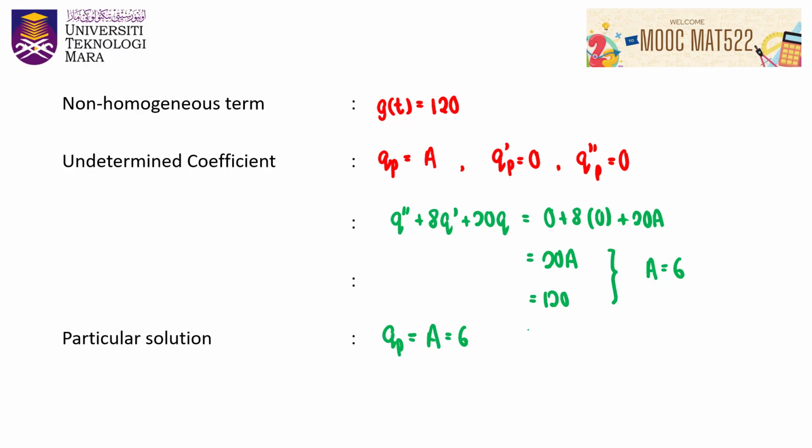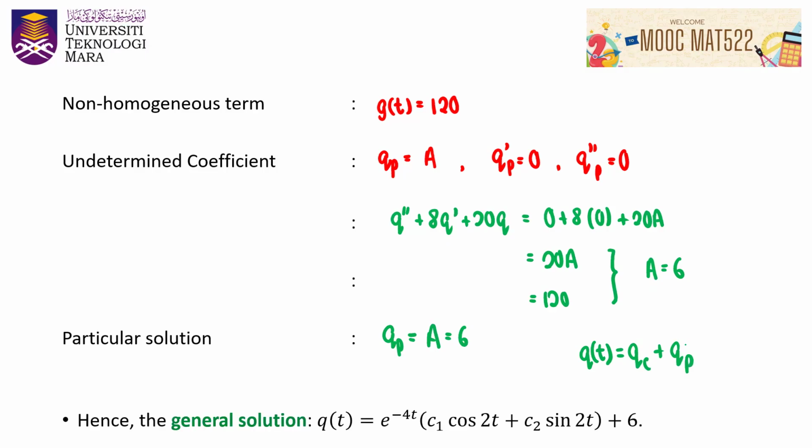Combining both the complementary and particular solutions, we know that the equation of the charges Q(t) is given by the complementary plus the particular solution. Therefore, the general solution of the charges at any time t will be e^(-4t) in the big bracket C1 cos 2t plus C2 sin 2t, and then plus 6.